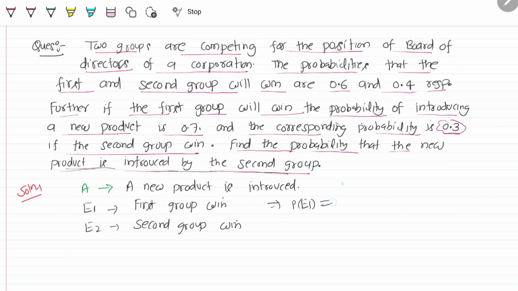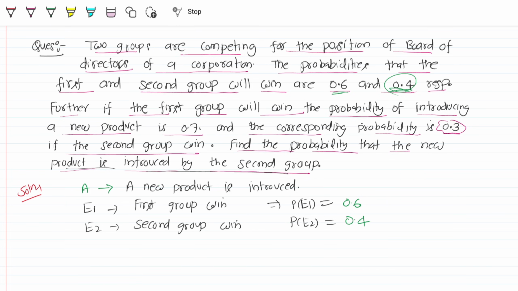What is the probability of the first group winning? P(E1) is already given in the question: 0.6. And the probability of the second group winning, P(E2), is also given: 0.4. In this question everything is given. It just looks lengthy, but it is not.